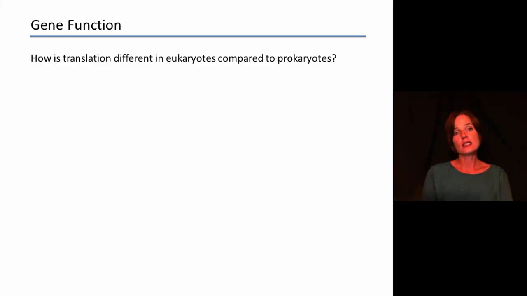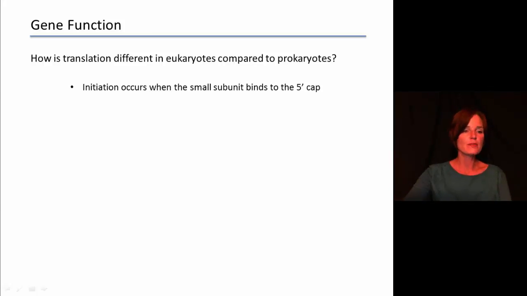Okay, so that was prokaryotes. If we contrast it with eukaryotes, they're pretty similar processes. Just a couple things to mention. Initiation in eukaryotes is going to occur when the small subunit binds to the 5' cap. So the 5' cap was one of those post-transcriptional processing steps that we had, a special modification that gets added to the 5' end. So we have the ribosome binding where the cap is rather than binding to that Shine-Dalgarno sequence. The Shine-Dalgarno sequence is specific to the prokaryotes.